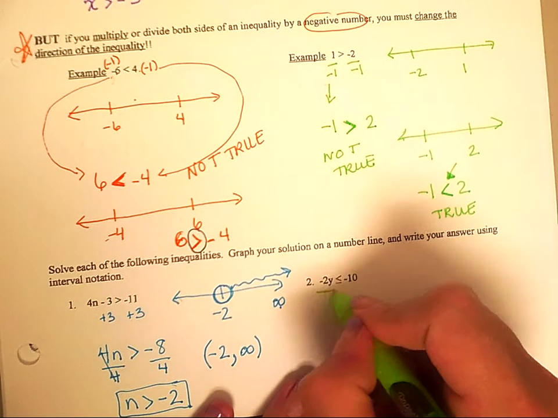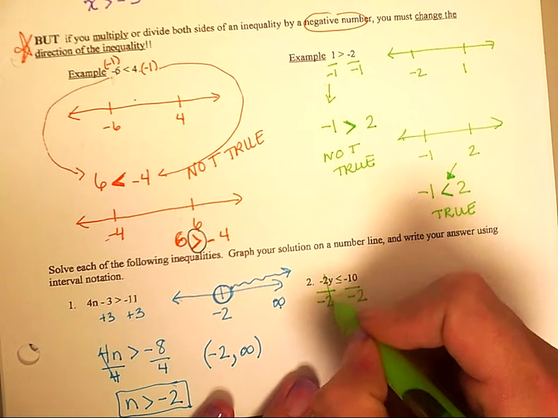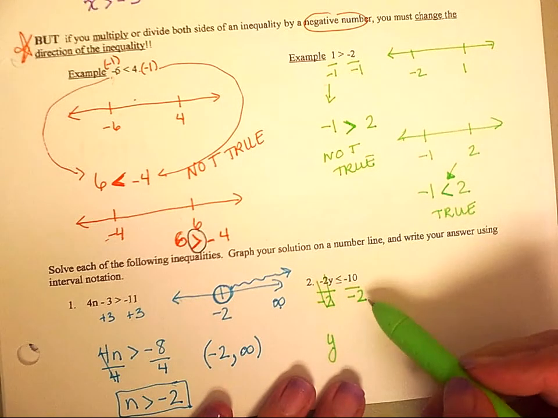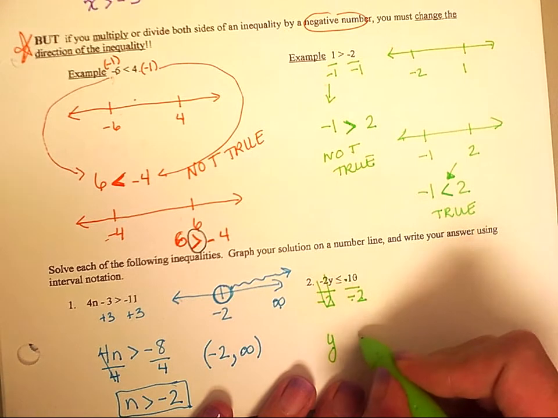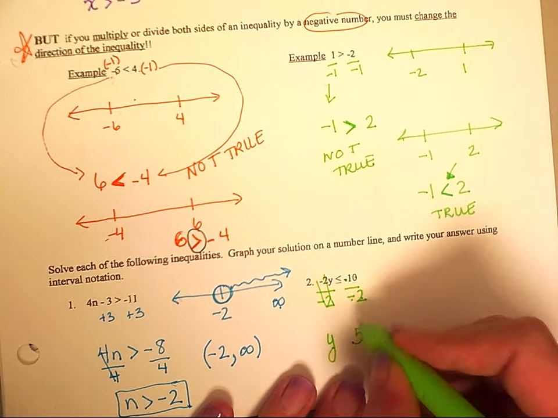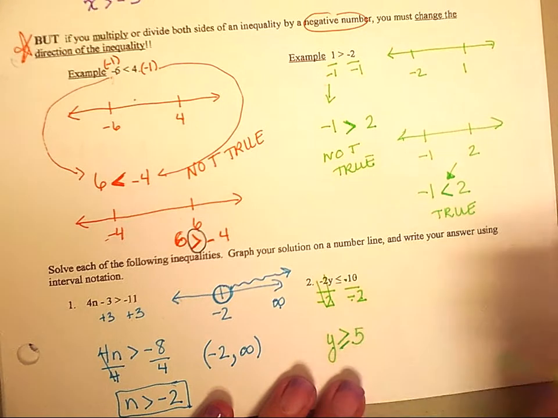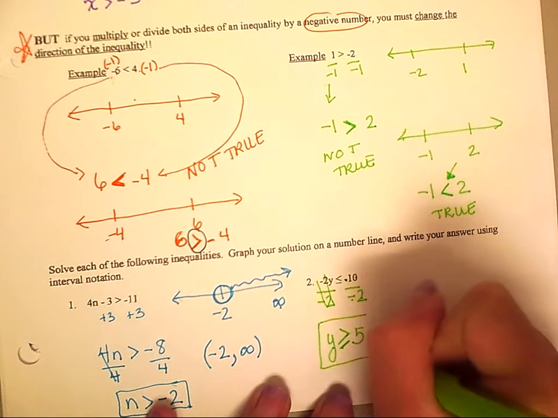Now in number 2, we want to divide by a negative 2 to get to y. Okay. The negative 2's will cancel and we'll be left with y, and the negative and negative become positive, and 2 goes into 10 5 times. However, we must flip because we divided by a negative. We must flip the inequality.